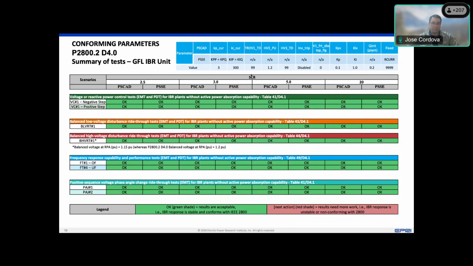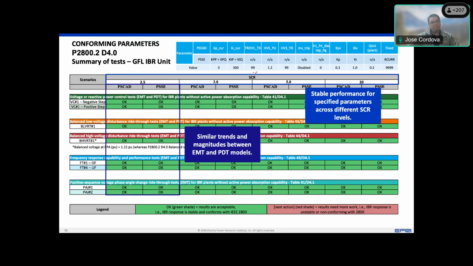And we see across the board that not only, and if you keep clicking here, Jens, twice, you will see that there are similar trends between both the PDT and the EMT models that we used in both PSCAD and PSSE, because we wanted to see whether they could match as well in the different domains, as well as we saw the stable performance with the parameterization of the IBR plant across different SCR levels, which also answers the next question, which was, can we actually tune or identify one set of parameters that could conform with these tests across the different grid conditions, mainly the SCR levels at the POM ranging from 2.5 to 20, which is one of the recommendations of the base standard, having an SCR of 2.5 considered as a weak grid and SCR 20 as a strong grid. Go on.